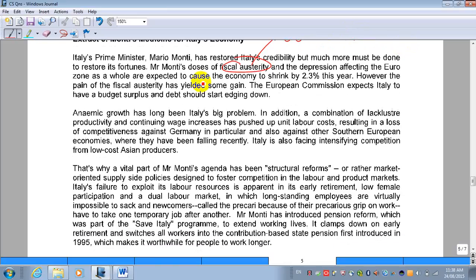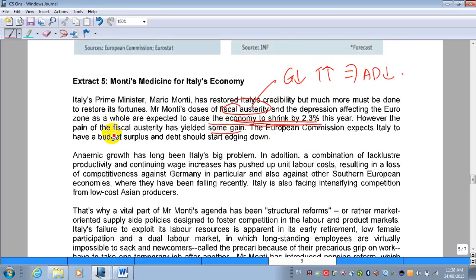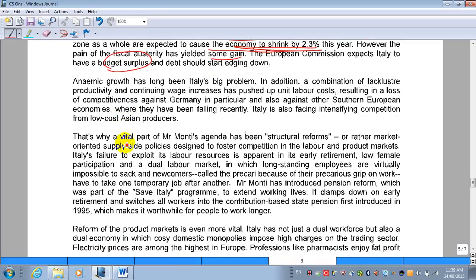So it has caused the economy to shrink, in the sense that maybe there's some kind of recession. Real national income falls. However, there is some gain, because this reduction in G and increase in T is showing some kind of result, and the European Commission is expecting Italy to have a budget surplus in the near future. So Italy is not doing well.